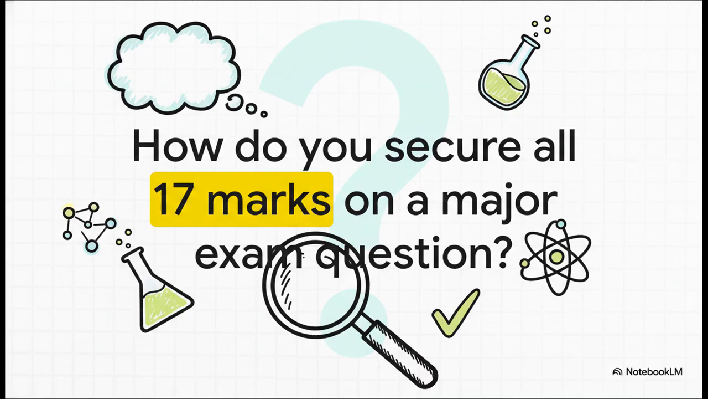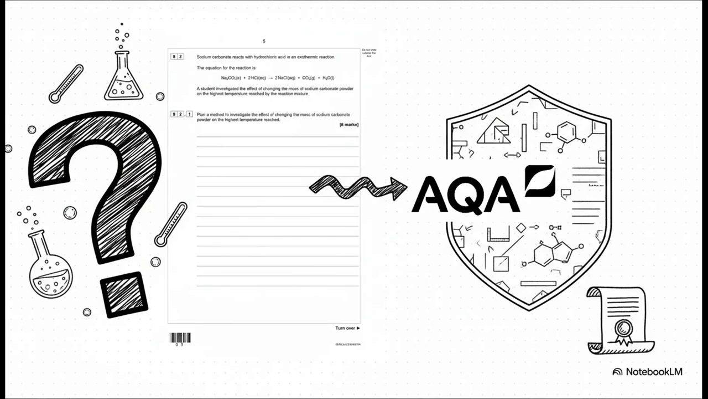The question is, how do you nail a big 17-mark question and get every single point? Now, I know it can seem kind of daunting, but trust me, the secret is all about understanding what the examiner actually wants to see. So look at this. On the left, you've got the question, the challenge. And on the right, that's our secret weapon. It's the official mark scheme. Think of it like a cheat sheet, the code we're going to use to build the absolute perfect answer.